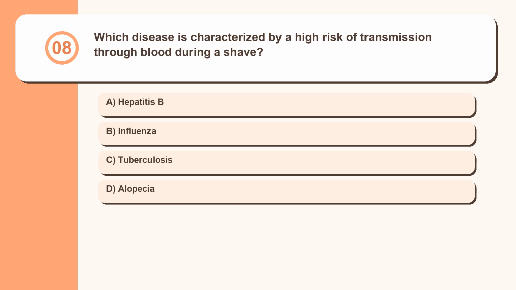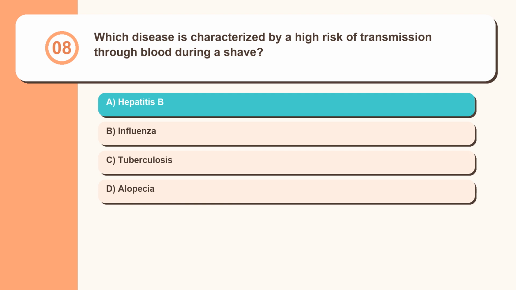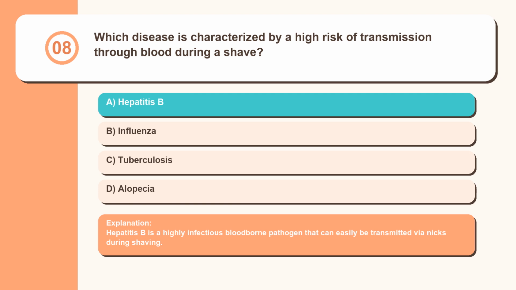Question 8. Which disease is characterized by a high risk of transmission through blood during a shave? Hepatitis B, influenza, tuberculosis, alopecia. Hepatitis B is a highly infectious bloodborne pathogen that can easily be transmitted via nicks during shaving.